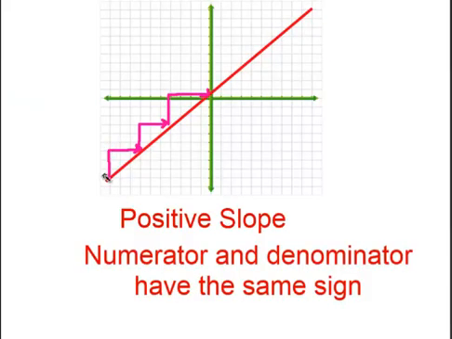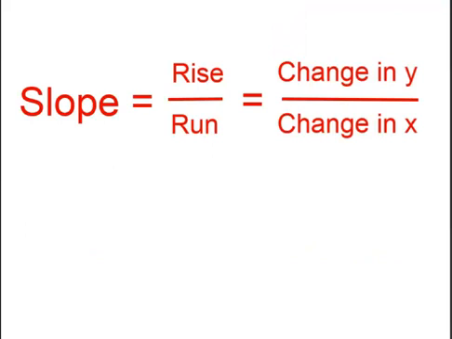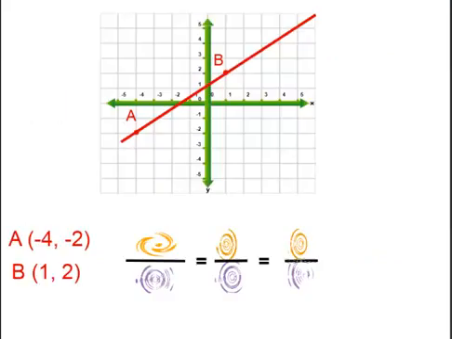So it's the rise, how far up and down you're going, over the run, how far left or right you're going. Just think, if you rise, you go up and down. If you run, you go left to right. So in this particular example, we have this line and want to find the slope of it.